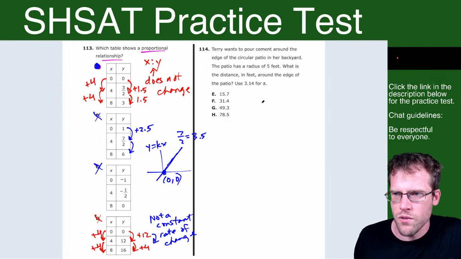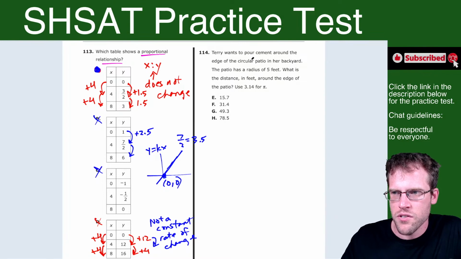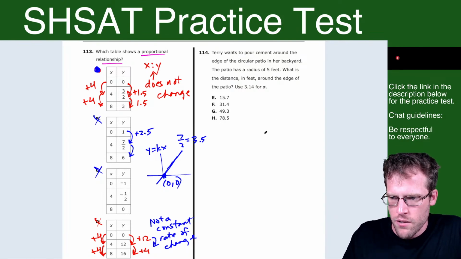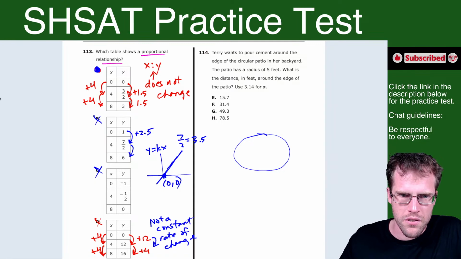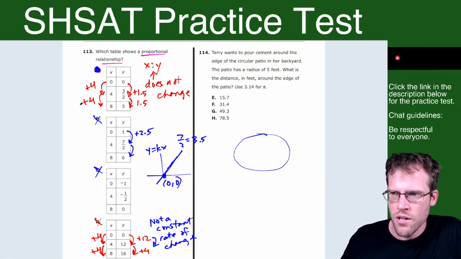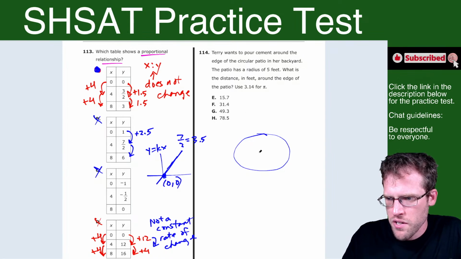All right, cool. Last question. Terry wants to pour cement around the edge of the circular patio in her backyard. So the patio is circular, and she's pouring cement around the edge of the patio. The patio has a radius of 5 feet.